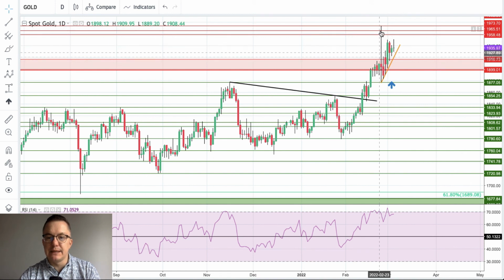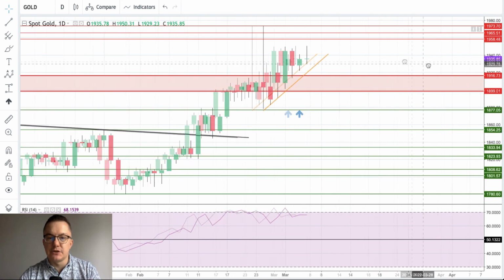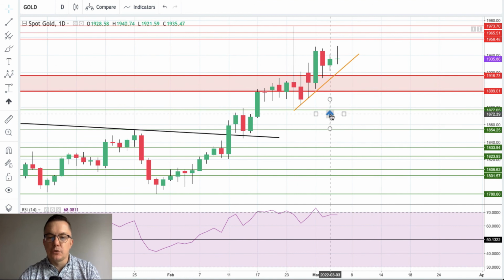Big pin bar here, big upper shadow. However, the market is trying to regain this lost ground after the pin bar was made. So right now let me just zoom in and show you the key technical support, of course, 1,877. This zone is not active right now, so we don't have to worry about it that much. Short-term trend line to the upside and three technical targets: 1,958, 1,965, 1,973. Those targets are for bulls in case of a bullish breakout.